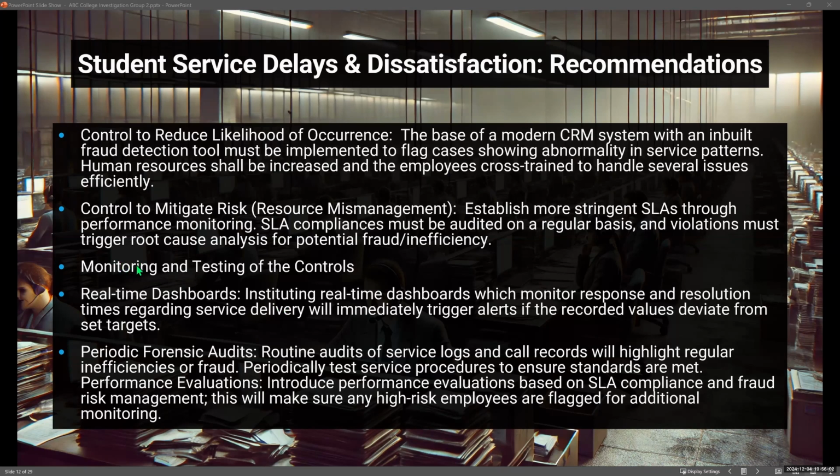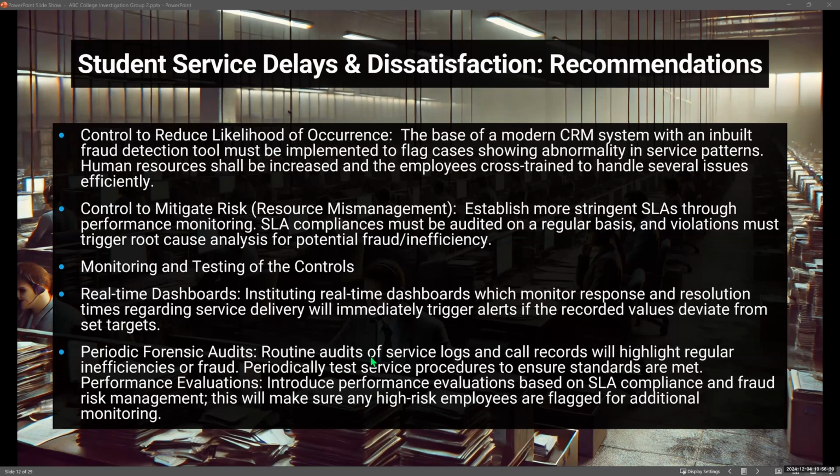And some monitoring and testing of controls would include instituting real-time dashboards which monitor response and resolution times regarding service delivery. That would immediately trigger alerts if the recorded values deviate from the set targets. And periodic forensic audits, routine audits of service logs and call records with highlights of regular inefficiency, or fraud.